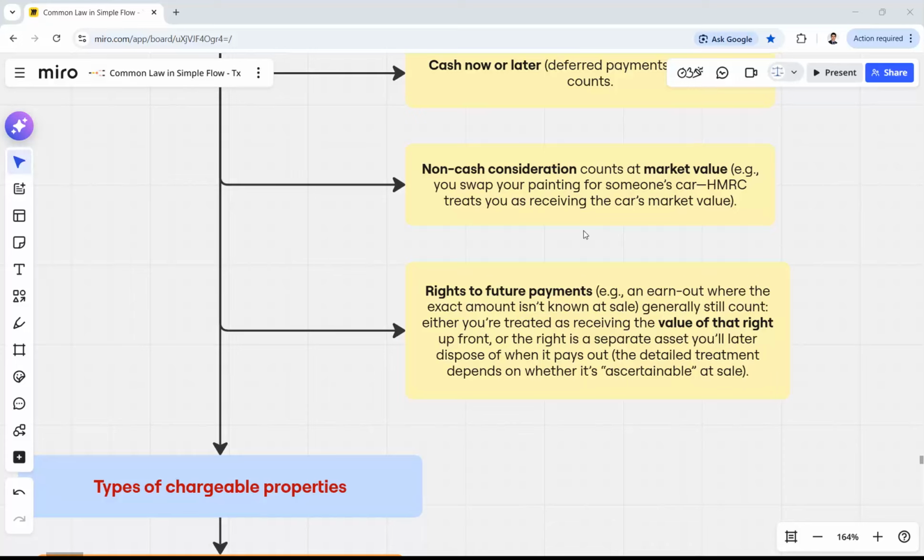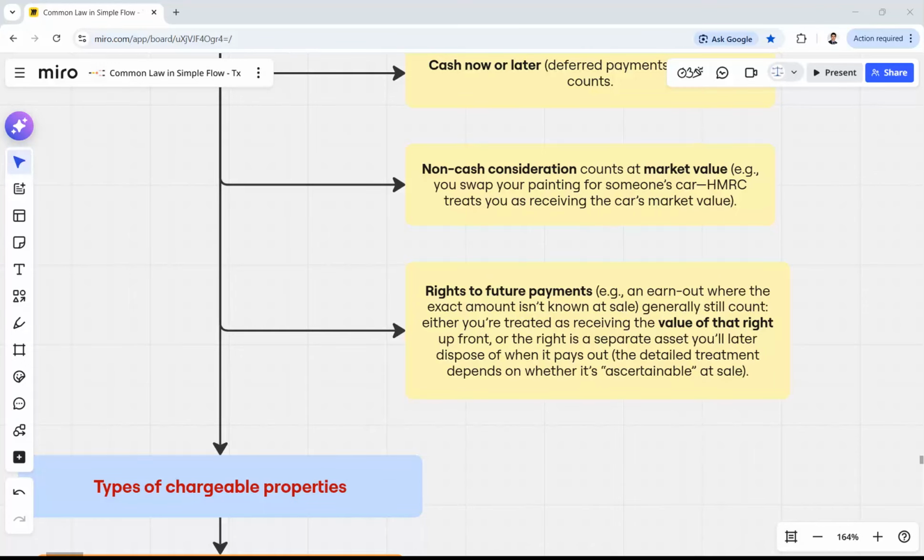Rights to future payments. For example, an earn out where the exact amount isn't known at sale. This generally still counts. Either you are treated as receiving the value of that right up front, or the right is a separate asset you will later dispose of when it pays out. The detailed treatment depends on whether it's ascertainable at sale.